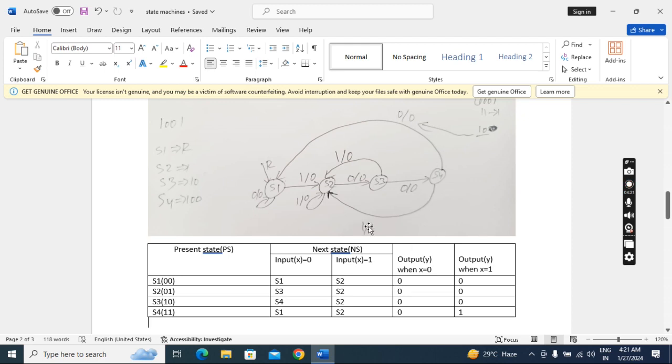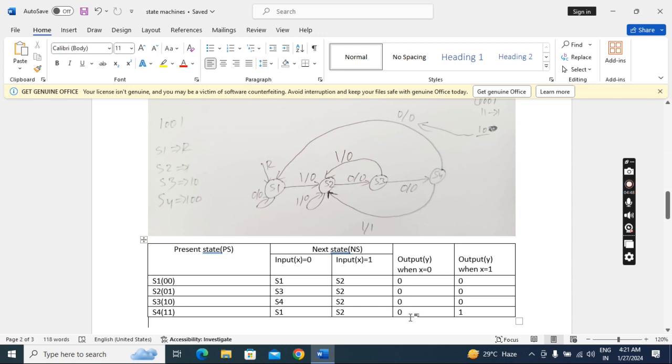When input equal to 1, where am I going? S2. When I am at S4, my input equal to 1, I am going to S2. At that time what is the output? 1. But when input is 0, I am going to S1. Here when input is 0, I am going to S1. At that time what is the output? 0. That 0 we have to write because this is x0.